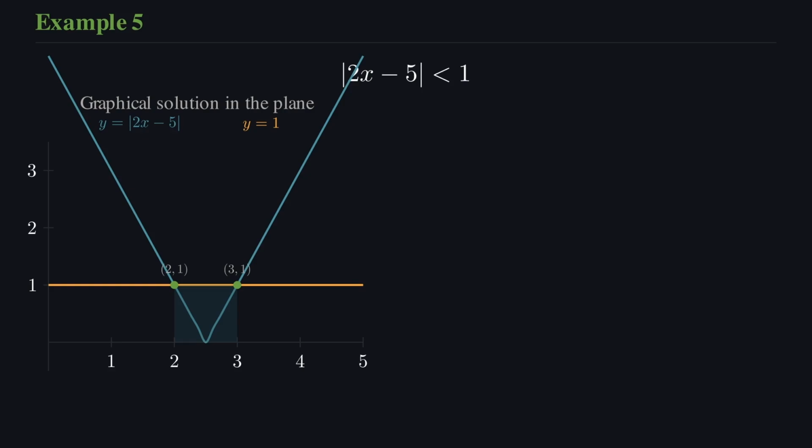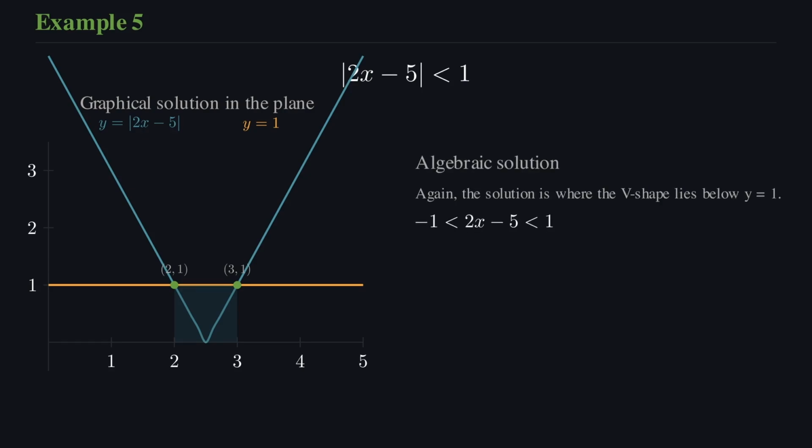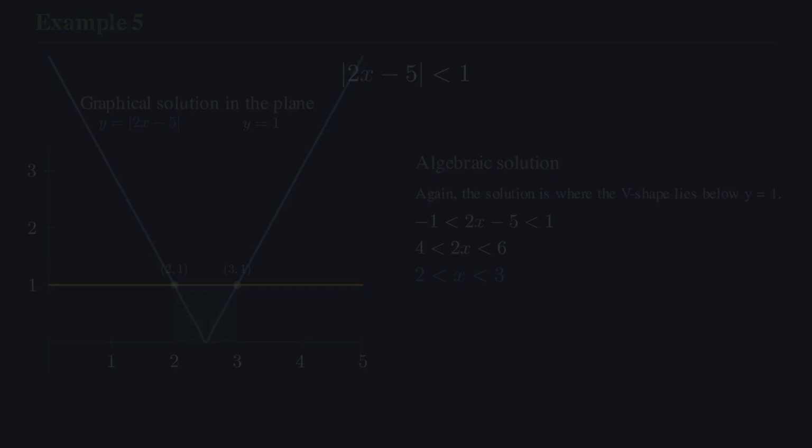So we shade the region of the plane between x equals 2 and x equals 3, and below y equals 1, along the graph. Reading along the x-axis, this gives 2 less than x less than 3. Algebraically, we write negative 1 less than 2x minus 5 less than 1. Add 5 everywhere. 4 less than 2x less than 6. Divide by 2. 2 less than x less than 3. So the algebra confirms the shaded interval from the graph.